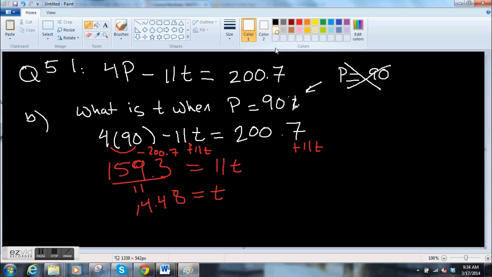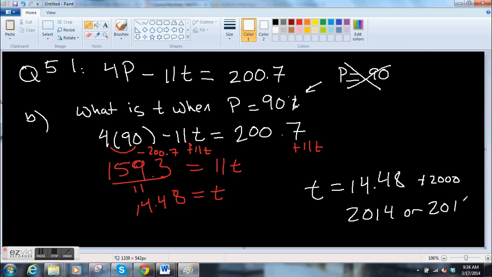Which is 14.48. So I'm saying T equals 14.4, but remember that's time since 2000, so you add that to the year 2000 to get about 2014, sometime in the middle of 2014 or 2015. Well, because you went past 2014, so you're into the year 2015. So maybe about July, June, mid-June. Anyway, that's how you solve those problems.